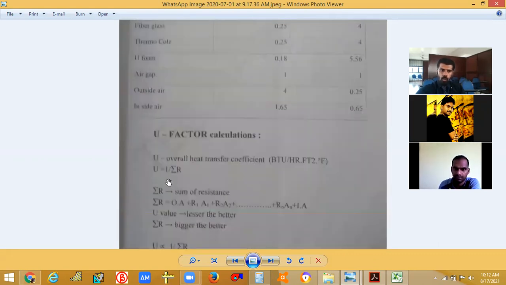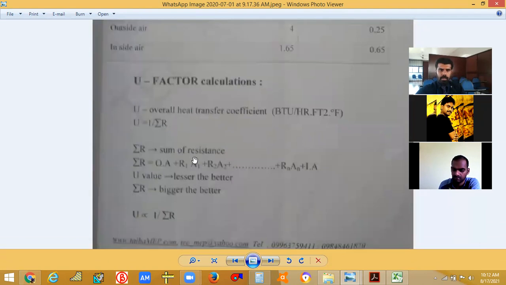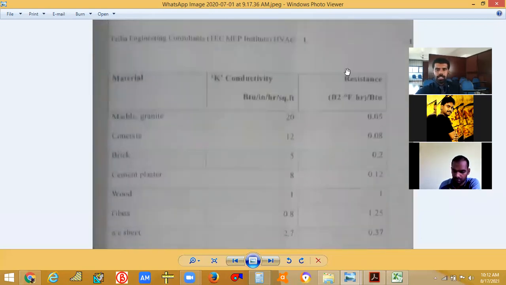So it is 1 divided by sigma R. Sigma R means the sum of all the resistances. So however many materials there are, you have to add all those resistances, with their area and thickness. Sigma R is the sum of the resistances, and we know that the resistance value is already given in the tabular column according to the different material. Correct. So we are going to see what materials are given, or what the construction material is for our project.